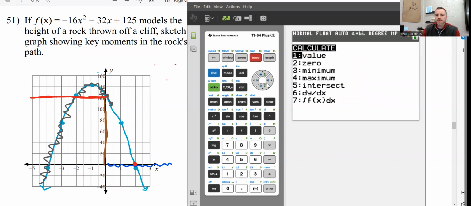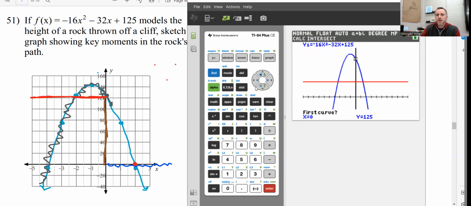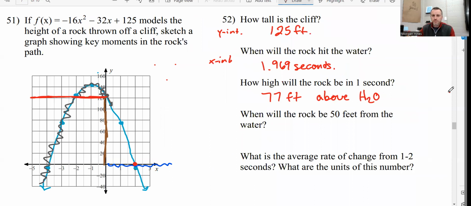Second trace. We want to find the intersect between those two. And you can kind of scroll over towards that point. You don't have to be very close. Just closer to this point than you are to this point. And then we can hit enter 3 times, and it says in 1.385 seconds.